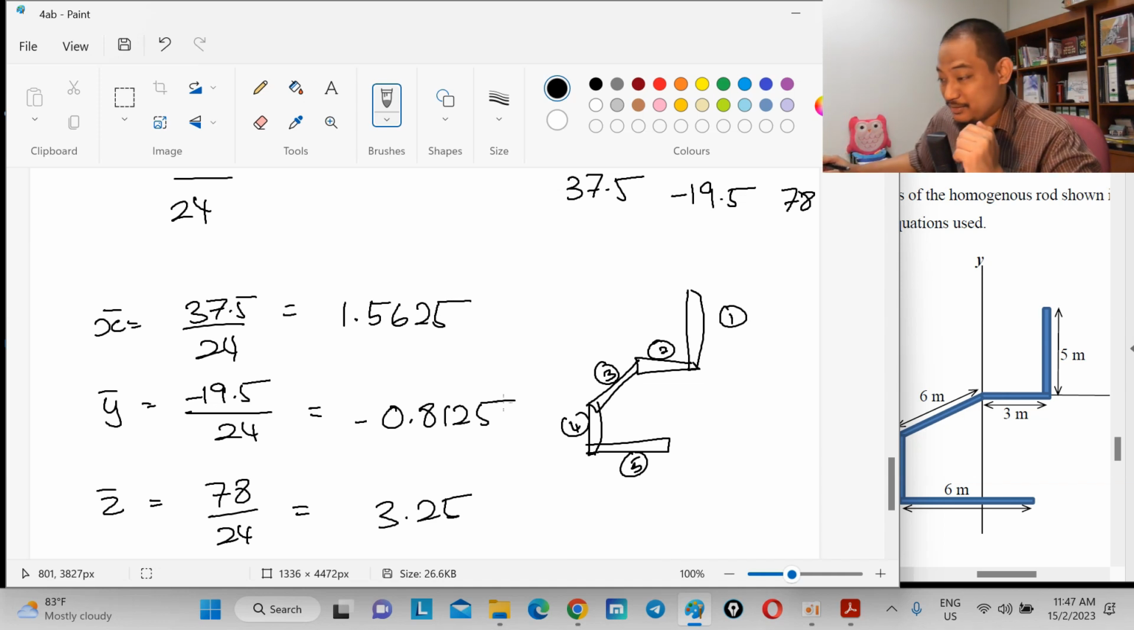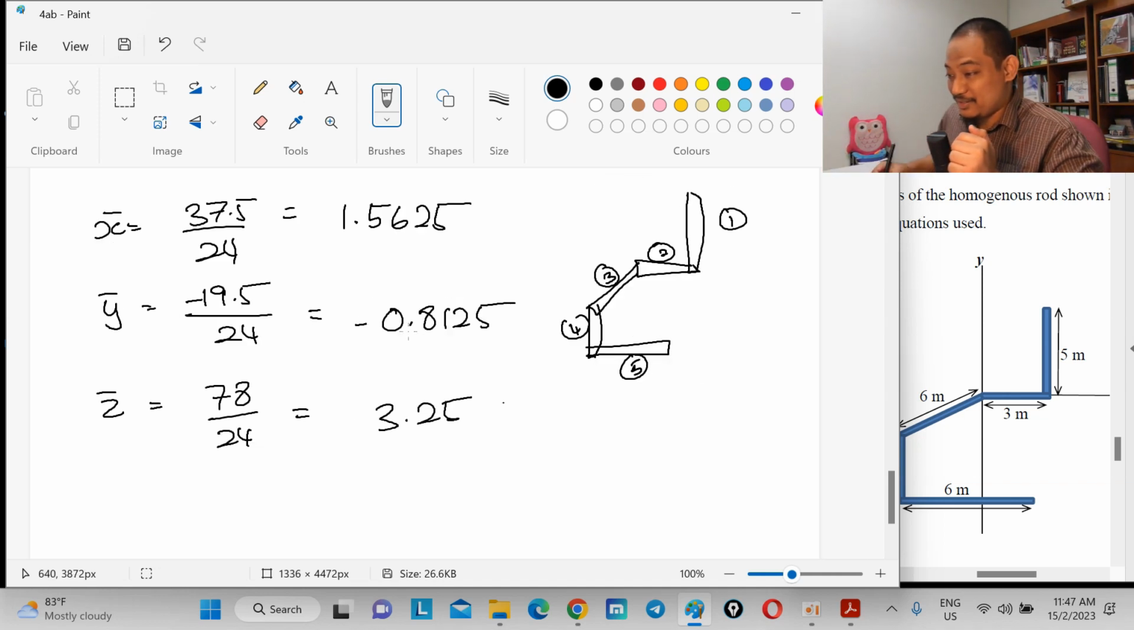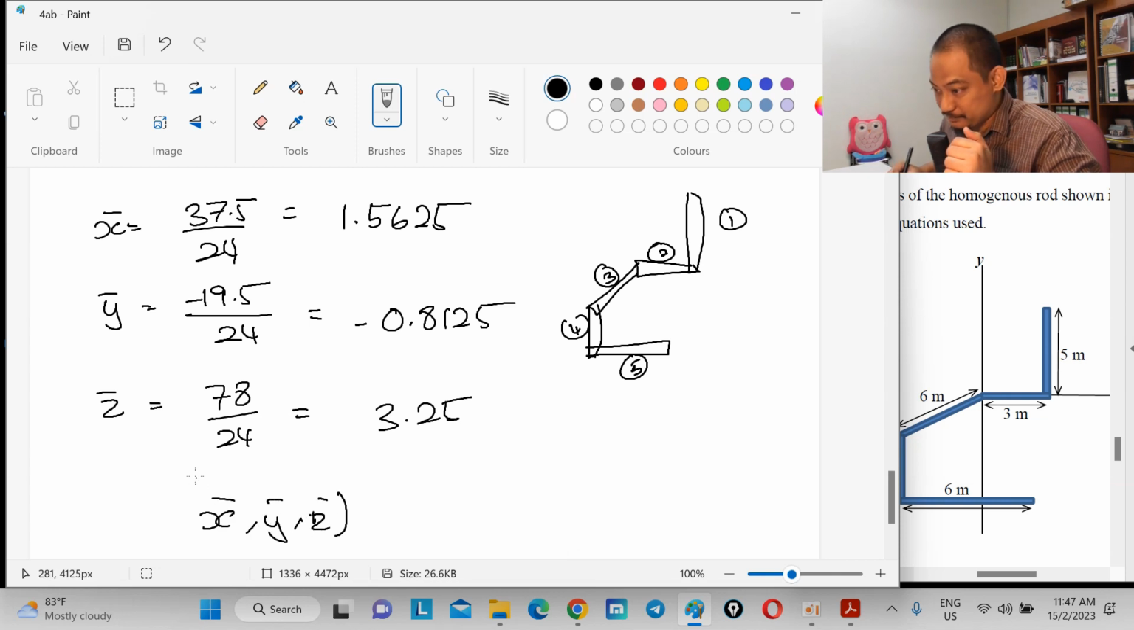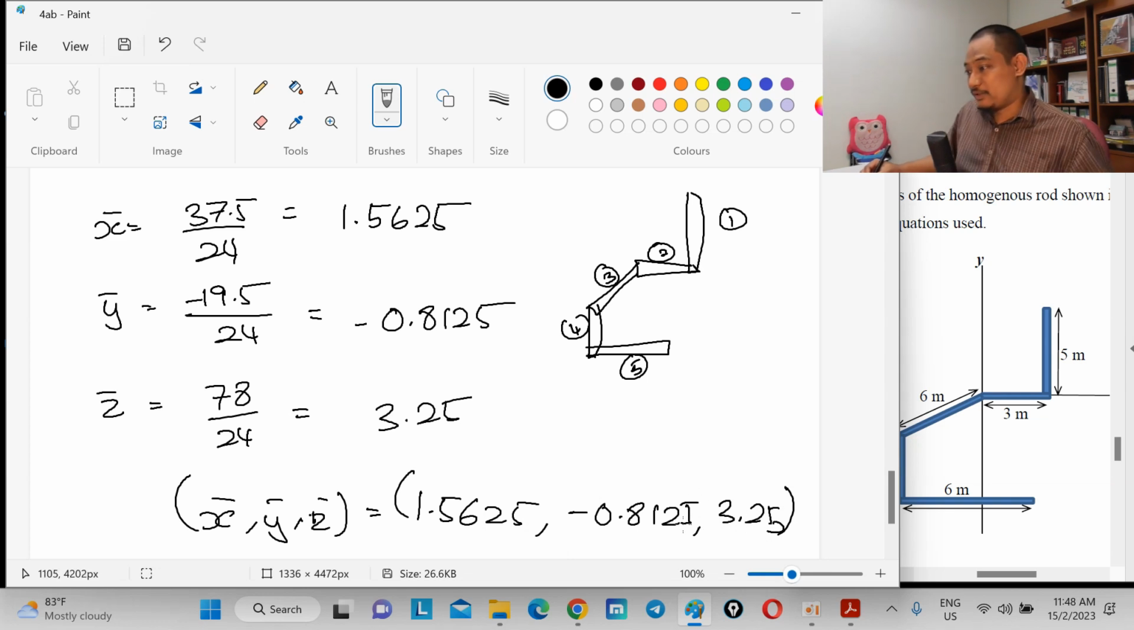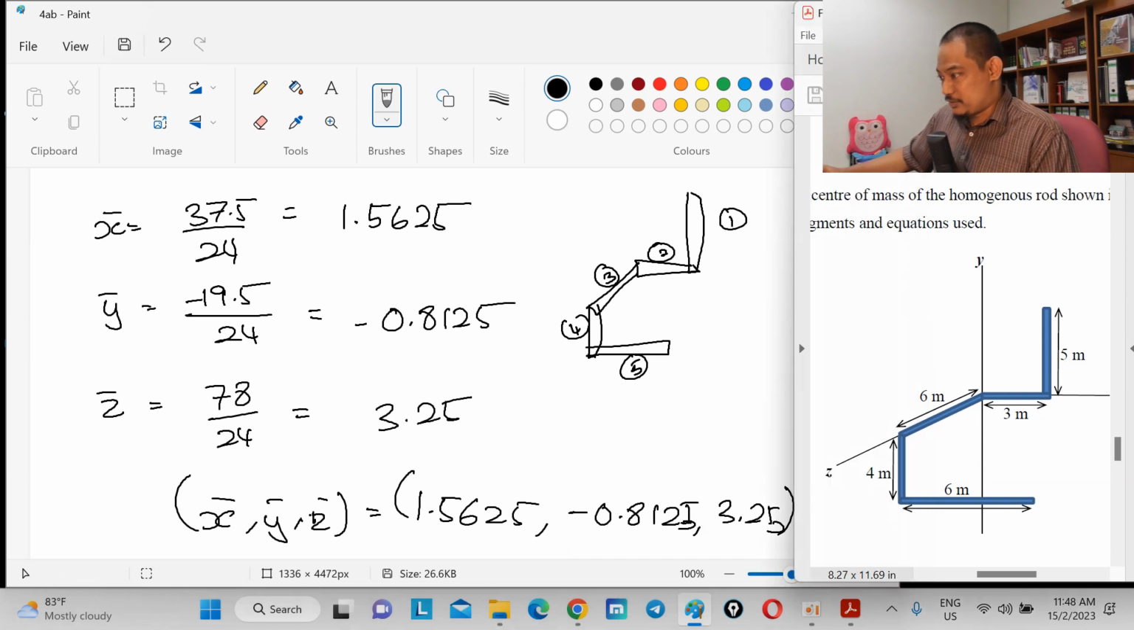I'm so sleepy, if it's not obvious yet. Okay. Astaghfirullahaladzim. So 1.5625 minus 0.8125, 3.25. Okay, my 5 is already becoming like what? Anyway, this is 5, right? Right, so that's the final question.